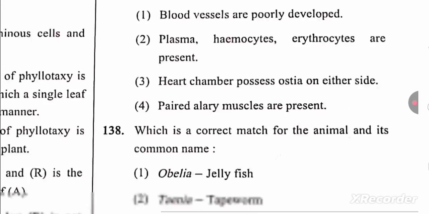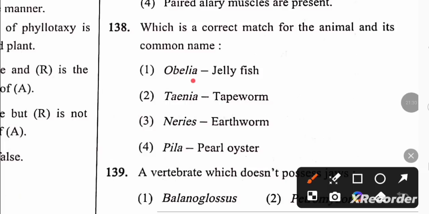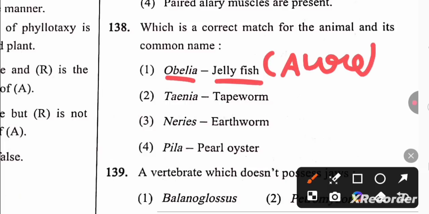Next question, which is a correct match? Children, Obelia jellyfish. We know jellyfish is Aurelia. Jellyfish is not Obelia, it is Aurelia. So this is not the correct one. Then Taenia tapeworm. So this is the right one. Let us go to the next one.